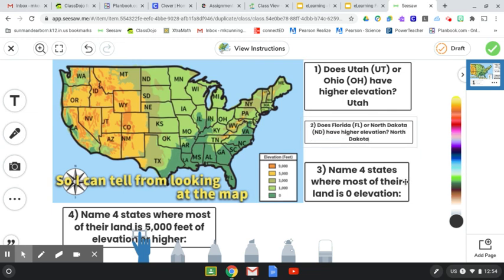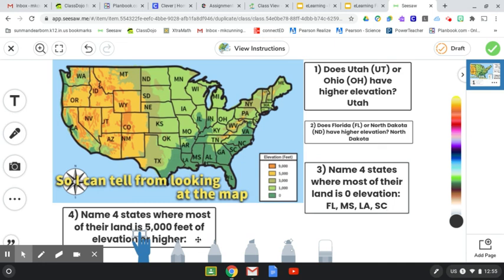Name 4 states where most of their land is 0 elevation. So actually, if you look down here, Florida would be one, right? Because we're looking for that dark green. So I'm going to type Florida, FL for Florida. And we're looking for most. So I would say here, Mississippi, all of it is. And then Louisiana also, all of it is that darker green color. But I don't see another one that has all of it in dark green. But South Carolina almost has all of it. There's just that little tiny bit in the corner. So I'm going to go ahead and say South Carolina because it says most.